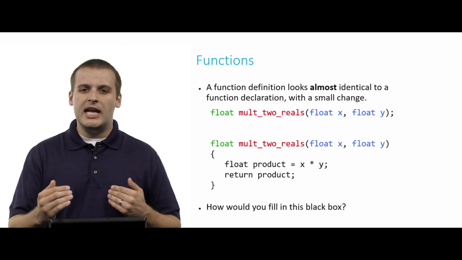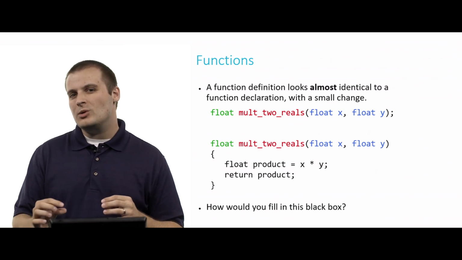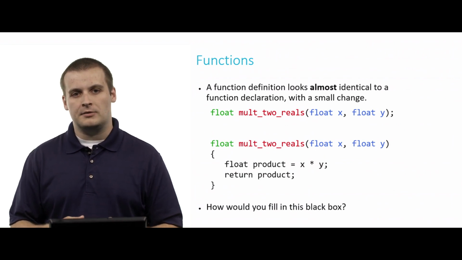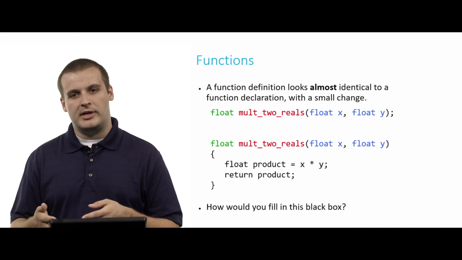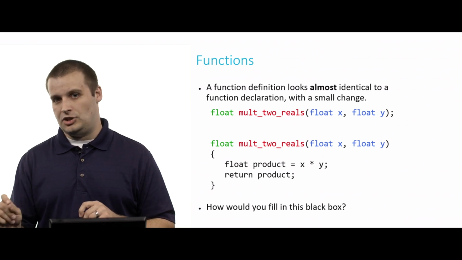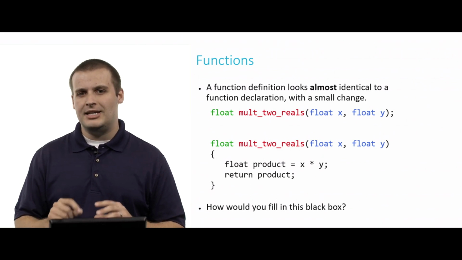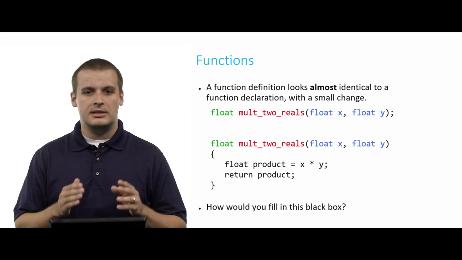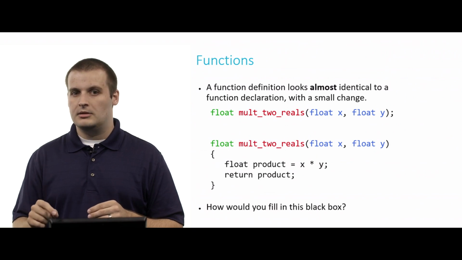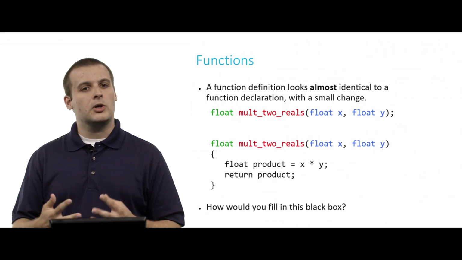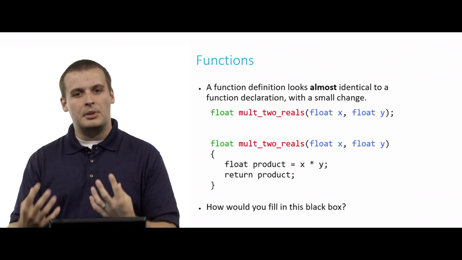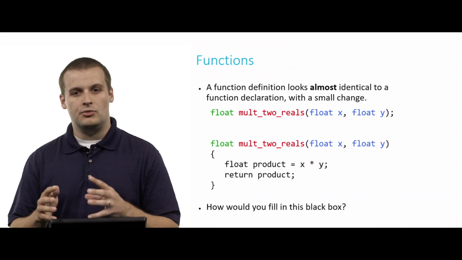Now, the beginning of a function definition looks almost exactly the same as a function declaration, and I have both of them here. At the top is the function declaration: type, name, comma-separated argument list, semicolon. The semicolon indicates that that is a function declaration. The beginning of the function definition looks almost exactly the same: type, name, comma-separated argument list, no semicolon, open curly brace. The open curly brace, just as we've been doing with main, means that we are now beginning to define what happens inside the black box that we have decided to call mult2reals.